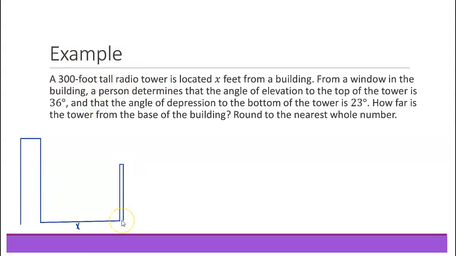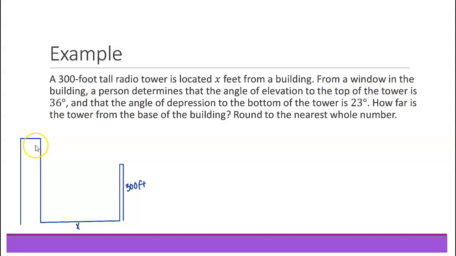So this over here was my radio tower. I'm going to go ahead and say that's 300 feet. Now, from a window in the building, so over here this was our building, this was our radio tower. From a window in the building, a person determines that the angle of elevation to the top of the tower is 36 degrees. So I'm going to go ahead and put a little window in the building, and there is an angle of elevation to the top of the tower that is 36 degrees.